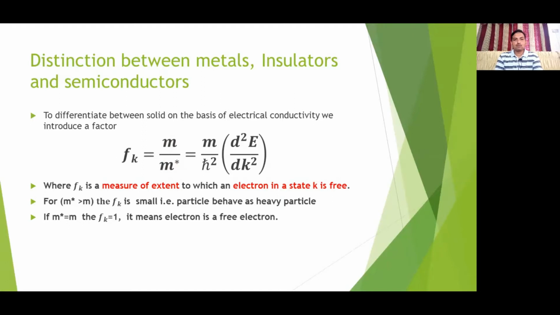If m* is equal to m, then in that case you get the extent equal to 1. It means both the effective mass and the normal mass of the electron are the same. This is only possible if the electron is a free electron. So if the electron is free, the conductivity in the material having free electrons should be very high. So by analyzing this factor f_k, you can analyze whether the material has good conductivity or is a bad conductor.